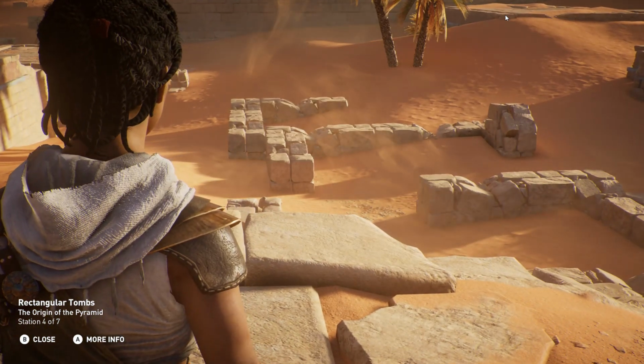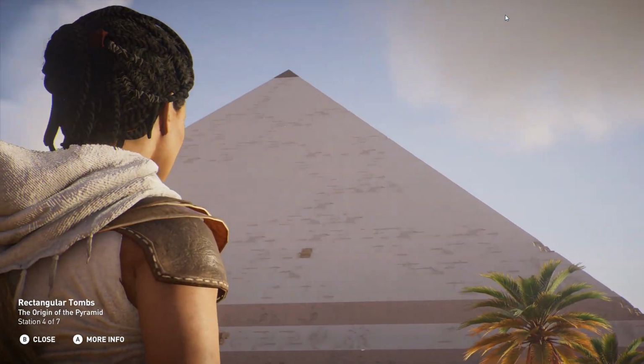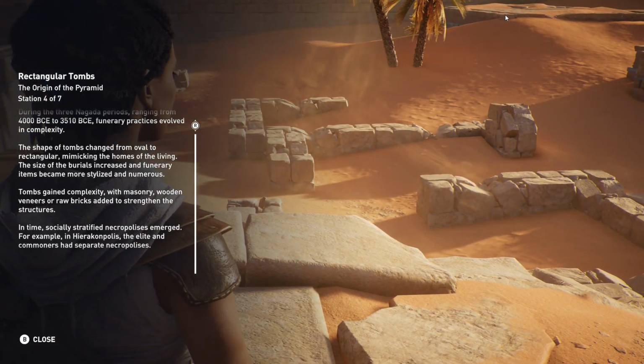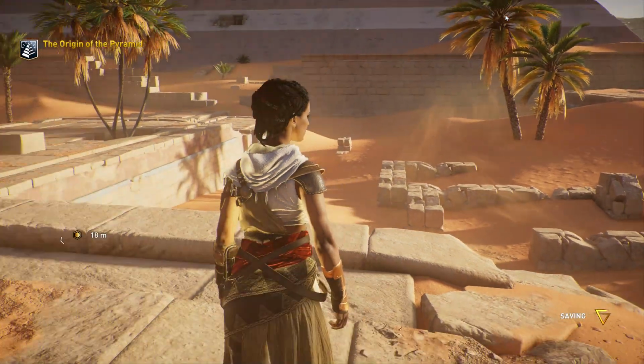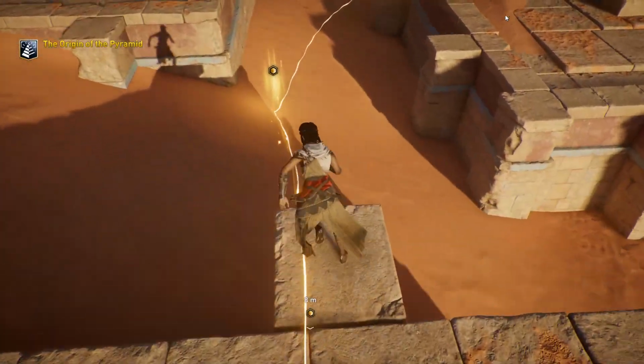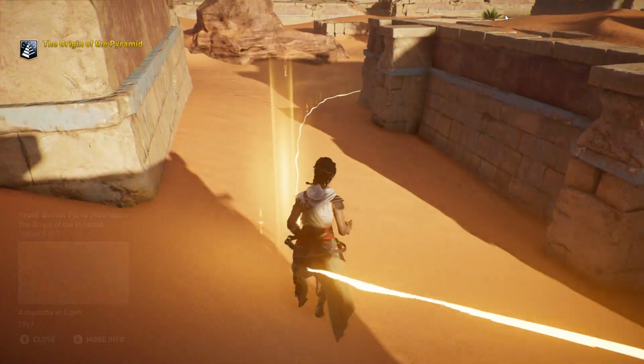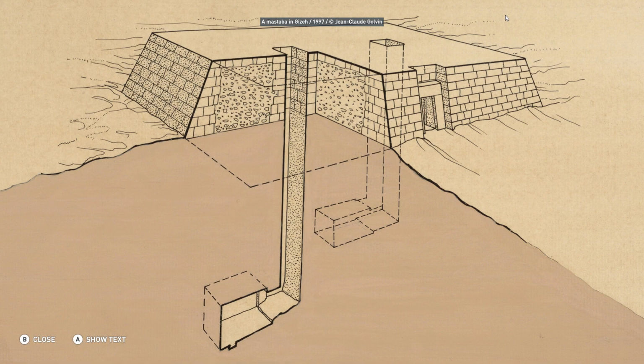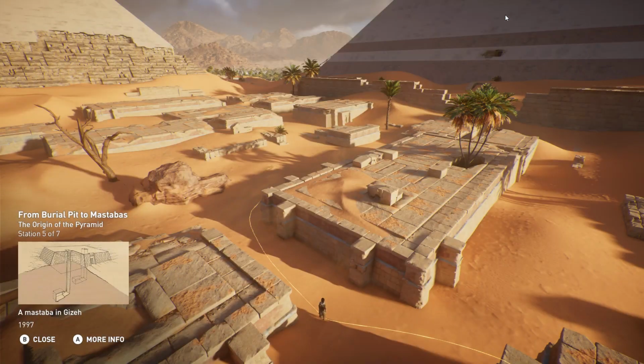During the three Nagada periods ranging from 4000 BCE to 3510 BCE, funerary practices evolved in complexity. The shape of tombs changed from oval to rectangular. The term mastaba, meaning massive bench in dialectal Arabic, refers to a form of funerary architecture that was present in Egypt from the Archaic period to the Middle Kingdom.